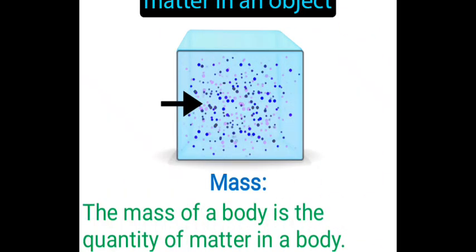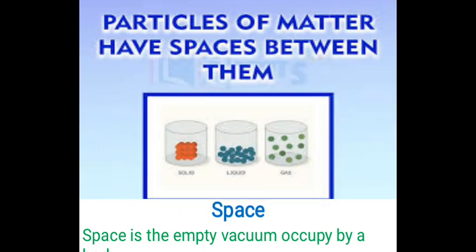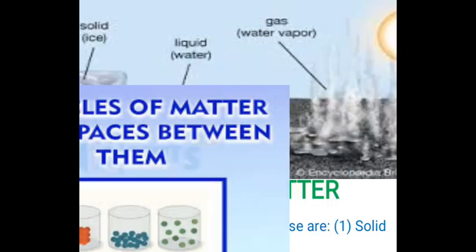Now let's look at the two keywords in matter. Mass: the mass of a body is the quantity of matter in a body. Particles of matter have spaces between them. So what is space? Space is the empty vacuum occupied by matter.